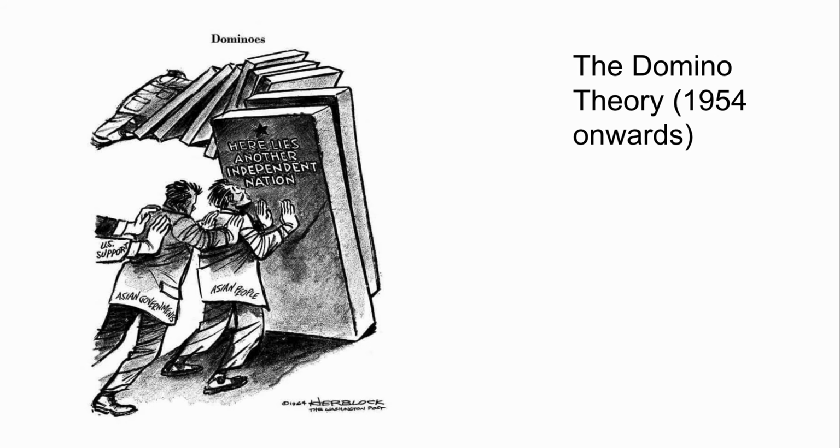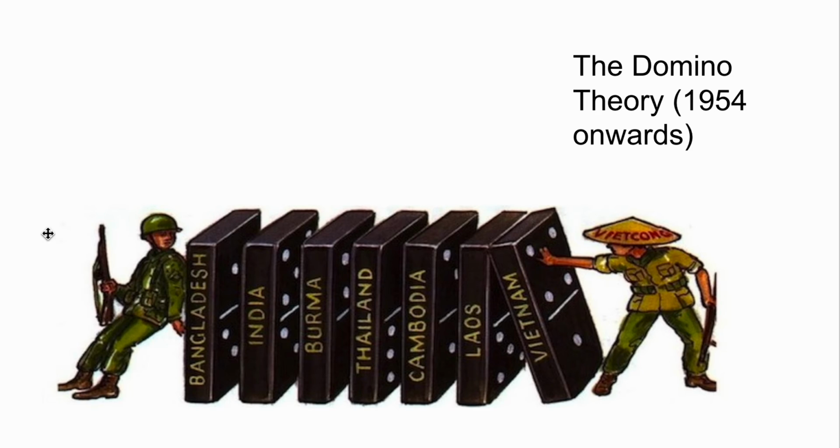The next two cartoons are both about the Domino Theory, which is really central to American foreign policy from really the 50s onwards. I think Eisenhower references it in a speech in 1954. And as we can see here, the US is supporting, as it says here, Asian governments, Asian people, propping up independent nations as America saw it, supporting democracy around the world. Most famously, this was in Vietnam.